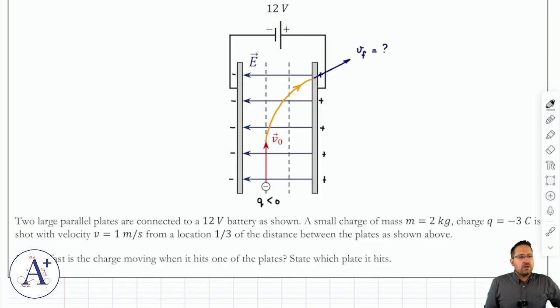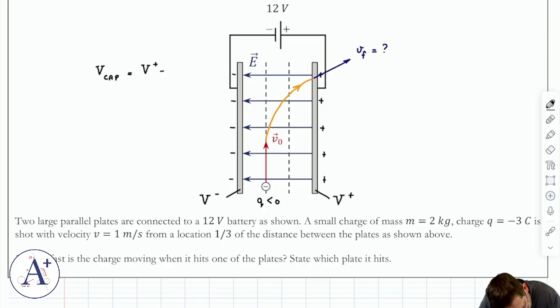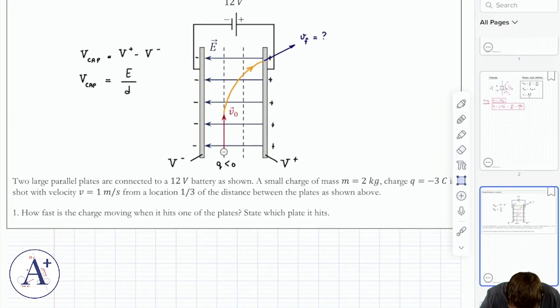Okay, so we're going to call the potential of this plate V plus. I'm going to call the potential of this plate V minus. Okay, now by definition, remember what we just said, V capacitor is going to be V plus minus V minus. And V capacitor multiplied by, is equal to E capacitor divided by D. Right? And so, by the way, hold on, did I write that correctly?